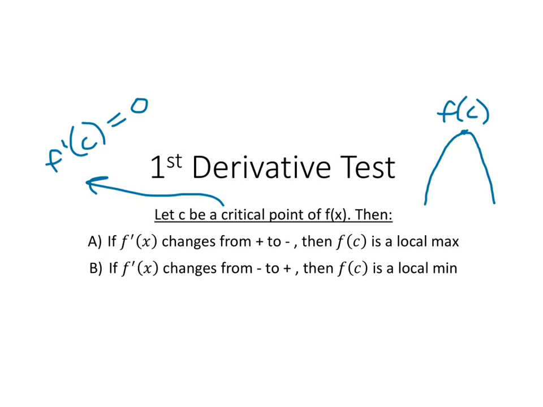Or if you notice the first derivative changes from negative to positive, meaning the slopes of the tangent line go from negative, hit 0, and then turn positive again. Or you think of it as the function changes from decreasing to increasing, then that f of c, that value, is a local minimum. Let's take a look at an example here.